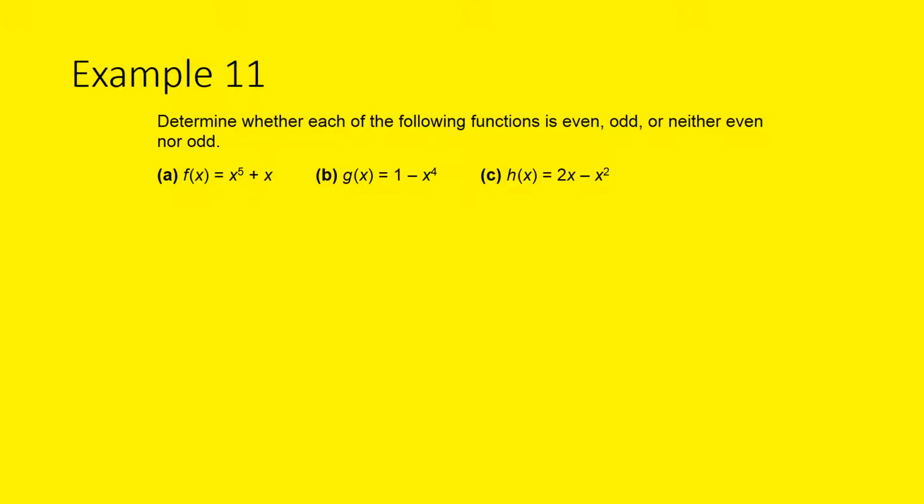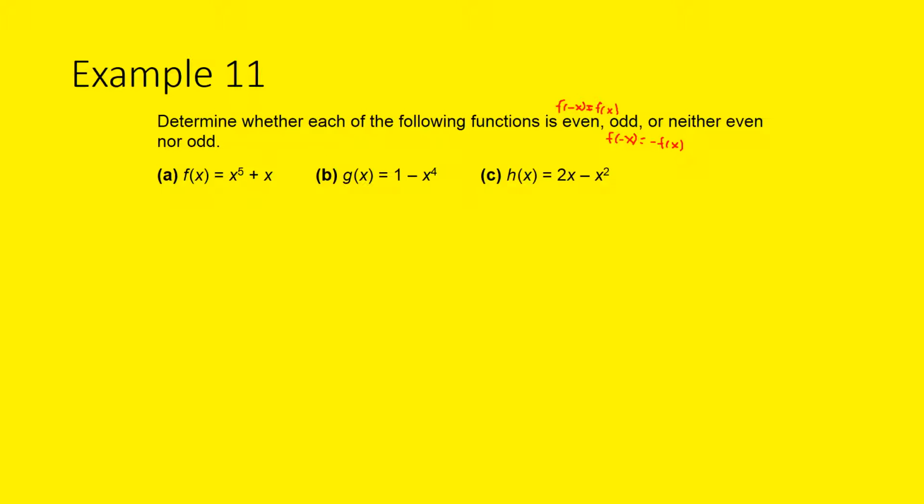Determine whether each of the following functions is even, odd, or neither. Okay, so remember what these things mean. Even means that f of negative x is f of x. And odd does something else with f of negative x. F of negative x is the negative of f of x for odd. And then it could be neither. So we're going to see which one of those things is true.